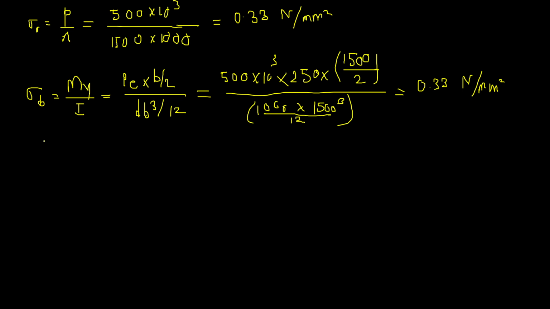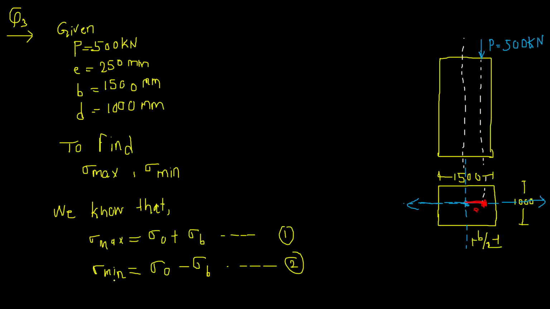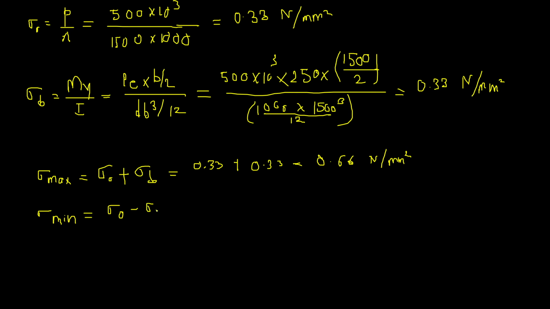Okay, so both direct stress and bending stress are the same. Substituting this in equation number 1 and 2, we will get sigma max is equal to sigma naught plus sigma b. Sigma naught is 0.33, and sigma b is also 0.33. So 0.33 plus 0.33 is 0.66 newton per mm square. Now next is sigma minimum. Sigma minimum formula we have derived: sigma naught minus sigma b, that is 0.33 minus 0.33, that is 0.